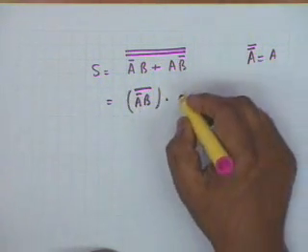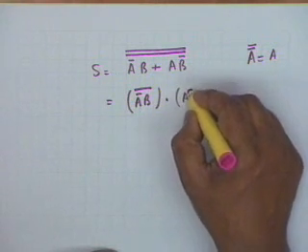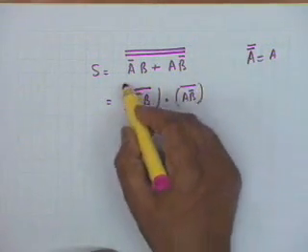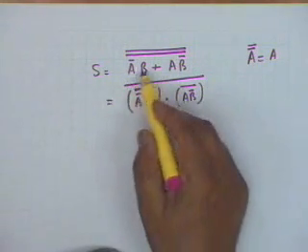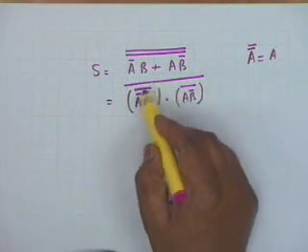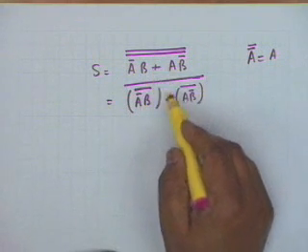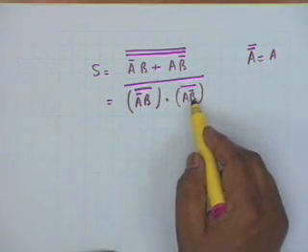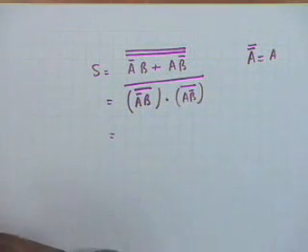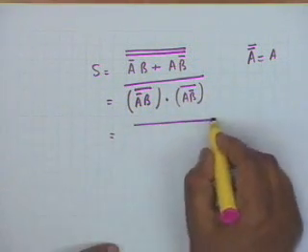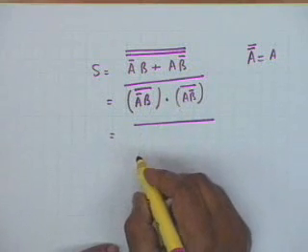and A B bar inversion, and the whole thing inverted again. A bar B inversion, this OR becomes AND, and A B bar inversion. Is this step clear? Okay. So the inversion remains. Now I expand this.